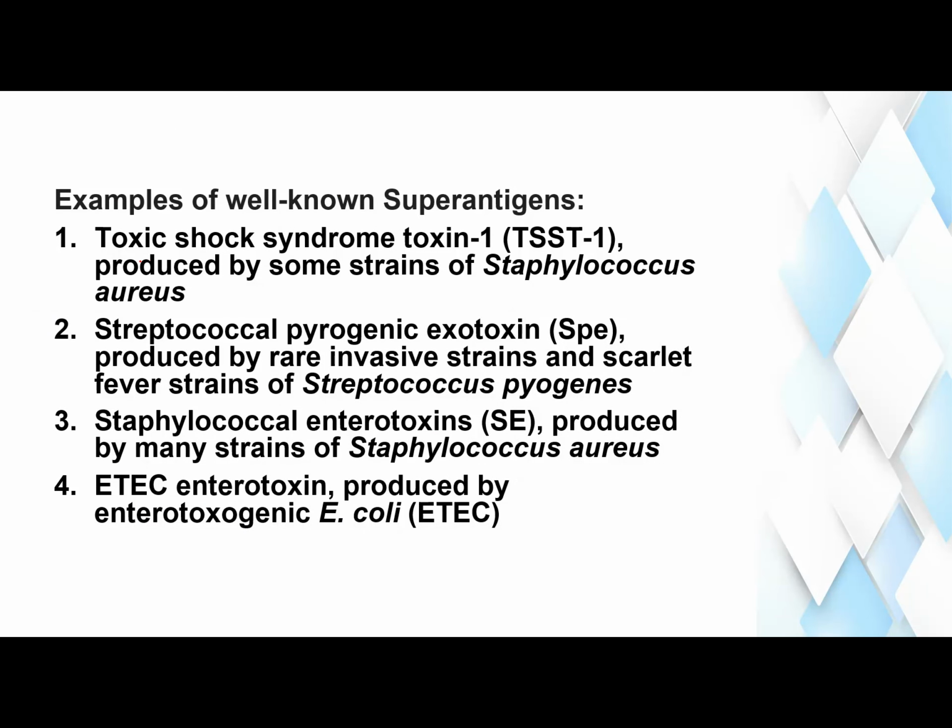Examples of your well-known superantigens are your TSST-1 produced by S. aureus, your streptococcal pyrogenic exotoxin produced by your S. pyogenes, your staphylococcal enterotoxin produced by S. aureus, and your ETEC enterotoxin produced by enterotoxigenic E. coli. That ends your module 5.